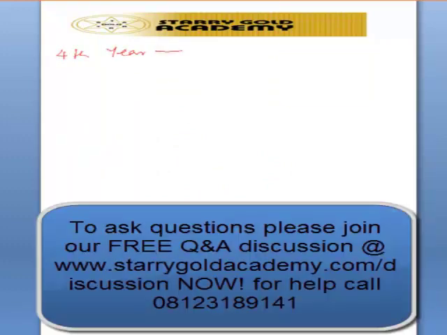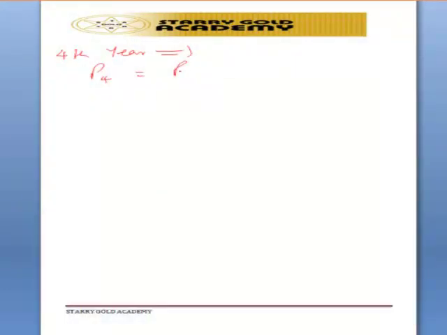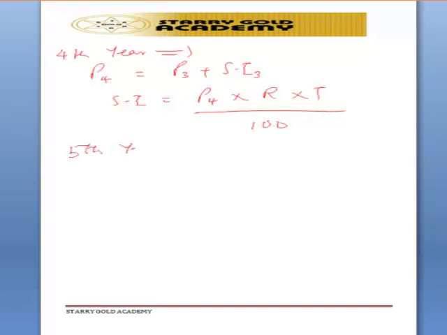Likewise, for the fourth year, P4, principal in year 4, is principal in year 3 plus simple interest in year 3. My simple interest will be principal in year 4 times R times T over 100. Then for the fifth year, principal in year 5 will be principal in year 4 plus simple interest in year 4. So I can compute my simple interest for year 5: principal in year 5 times rate times time over 100.